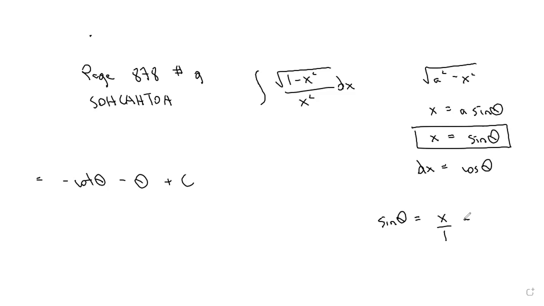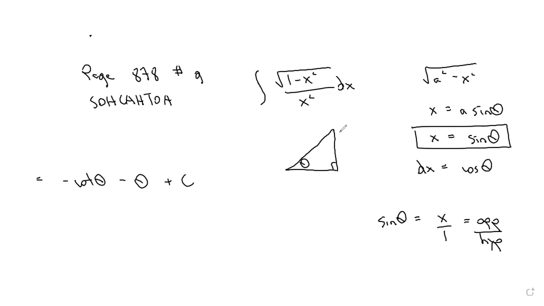Okay, so if you look at sine, it's opposite over hypotenuse. So in this case, x is opposite and 1 is hypotenuse. And now let's construct our fancy triangle. So we got a 90-degree angle right here. Let's pick theta right here. It doesn't really matter where you pick theta. You always have two choices.